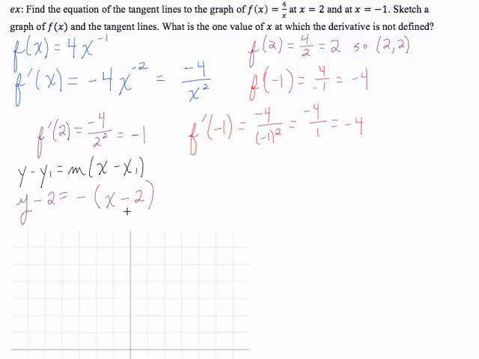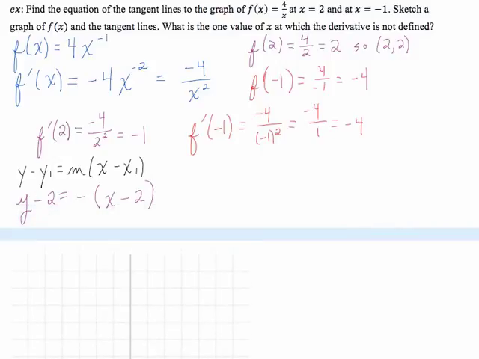We can stop there, or you can solve for y and put it in slope-intercept form, which many students prefer. So I'm going to go ahead and do that. So if we solve this for y, we'll distribute that negative to get negative x. This will become positive 2, and then plus another 2 will give me plus 4.